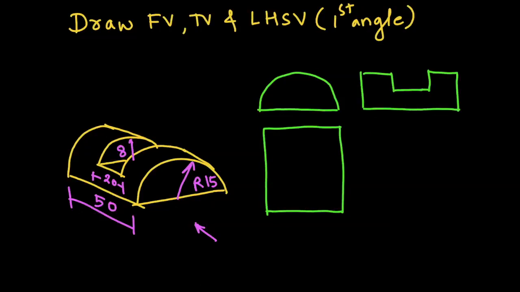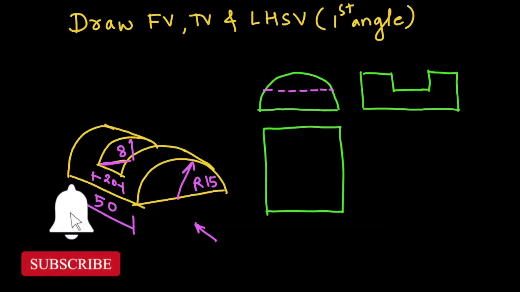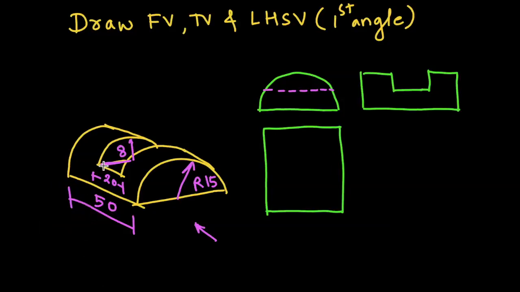Now when you see from the front, you can't see this slot. So that we need to draw as dotted. So you go down by 8 and you draw a dotted line. You project this. See, this is the part which you can see from top view. So project from these 2 points.